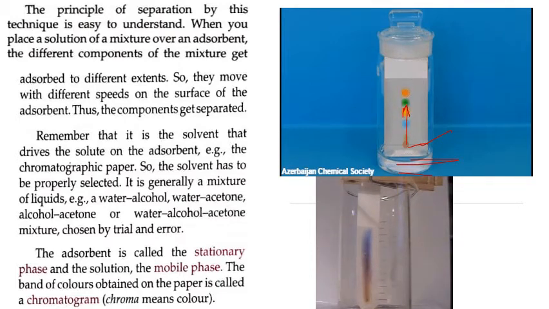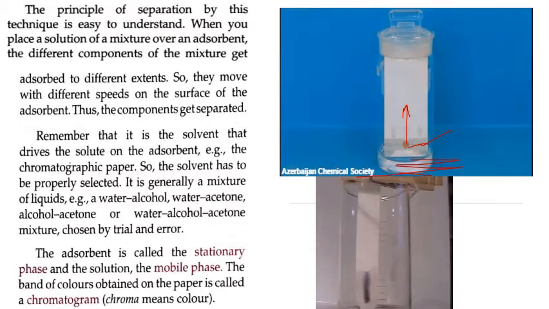So the solvent has to be properly selected. It means the choice of this liquid has to be properly made. Otherwise, it may happen that the pigments don't show the proper colors on the chromatographic paper. It is generally a mixture of liquids, for example water, alcohol, acetone, or a mixture of water, alcohol and acetone. The mixture is chosen by trial and error. You can try it and you can see which shows the perfect result.